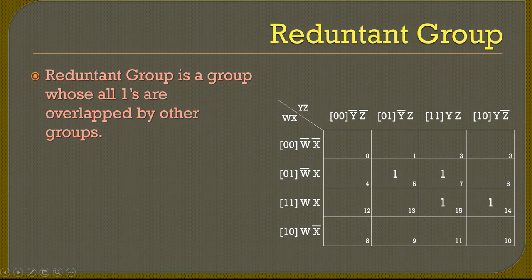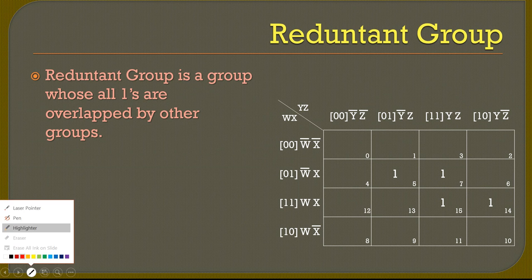Now, a redundant group is a group whose ones are all overlapped by other groups. So, if you find some groups, and one group is being overlapped by other groups, you call it a redundant group. So, we will see an example here.